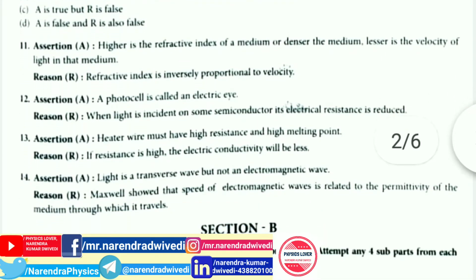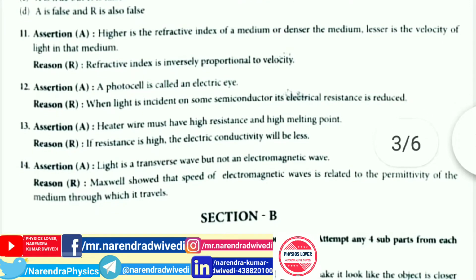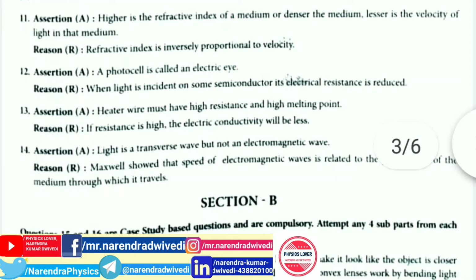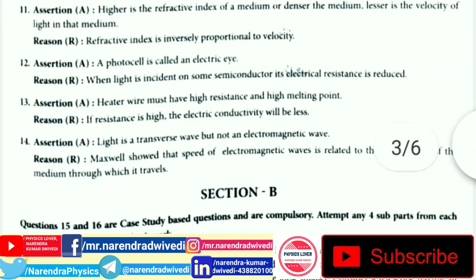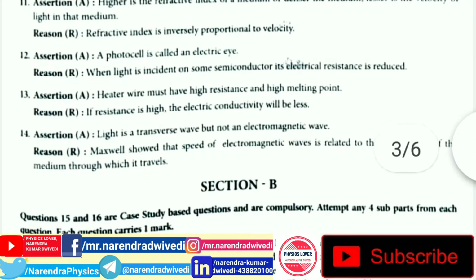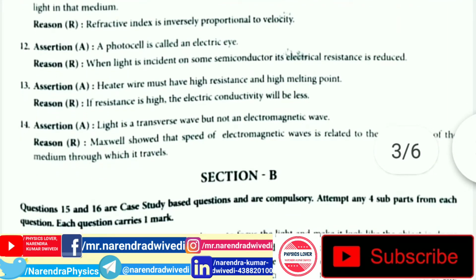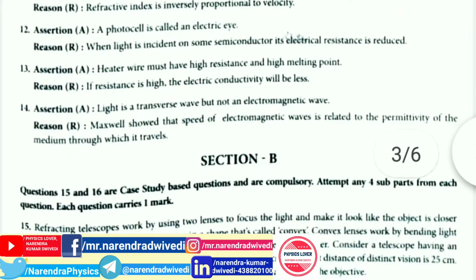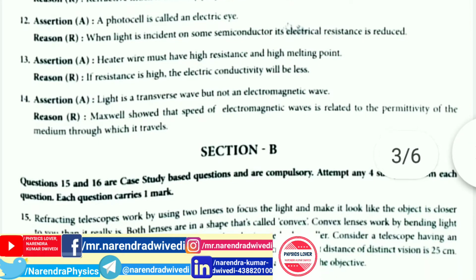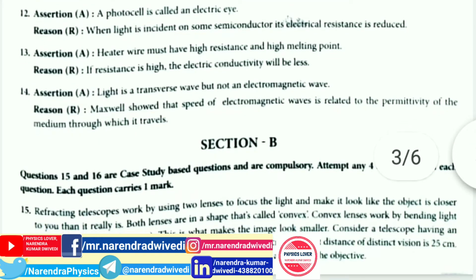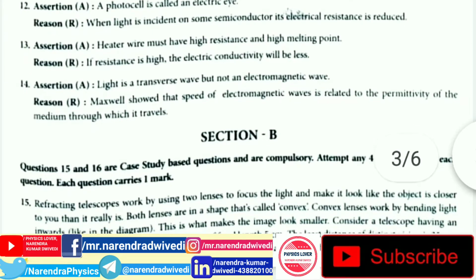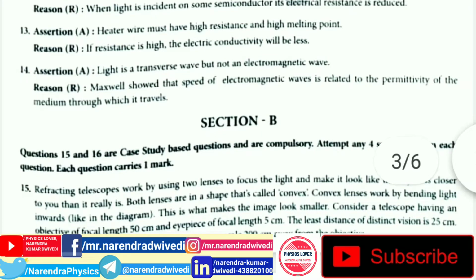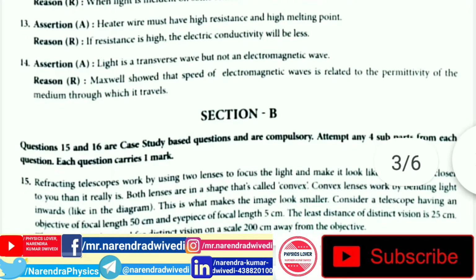reduced. 13th question. Assertion: Heater wire must have high resistance and high melting point. Reason: If resistance is high, the electric conductivity will be less. 14th question. Assertion: Light is a transverse wave but not an electromagnetic wave. Reason: Maxwell showed that speed of electromagnetic waves is related to the permittivity of the medium through which it travels.